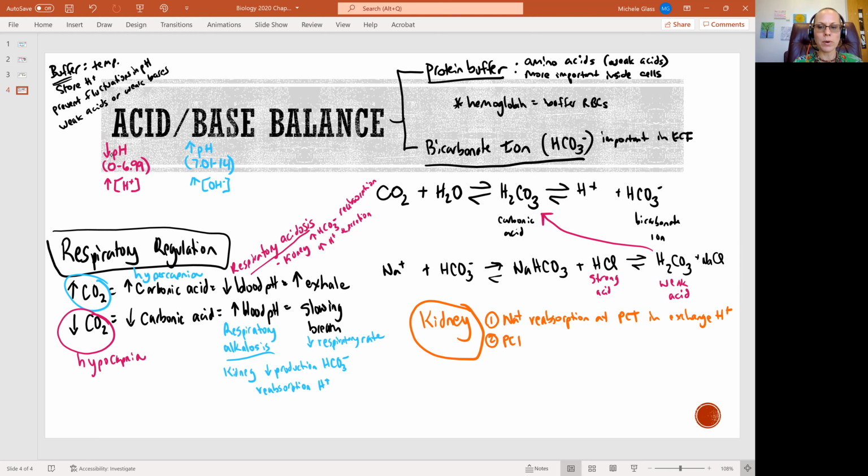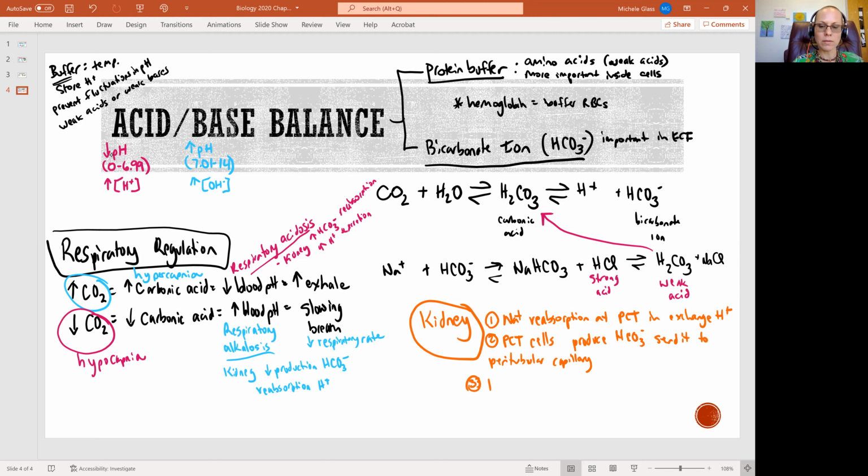And then we see the proximal convoluted tubule cells will actually produce bicarbonate ion and send it to the peritubular capillary. So at the proximal convoluted tubule, we're exchanging sodium and hydrogen ion. So we're getting rid of hydrogen ion. We're actually producing bicarbonate ion and we're putting that into the peritubular capillary. So that means back into the bloodstream.